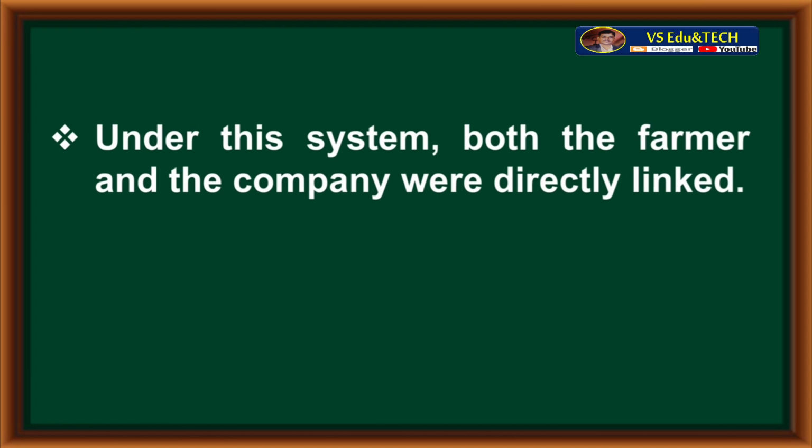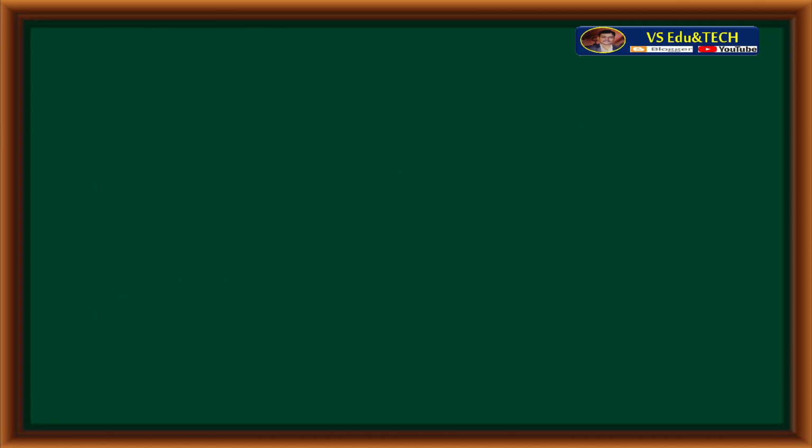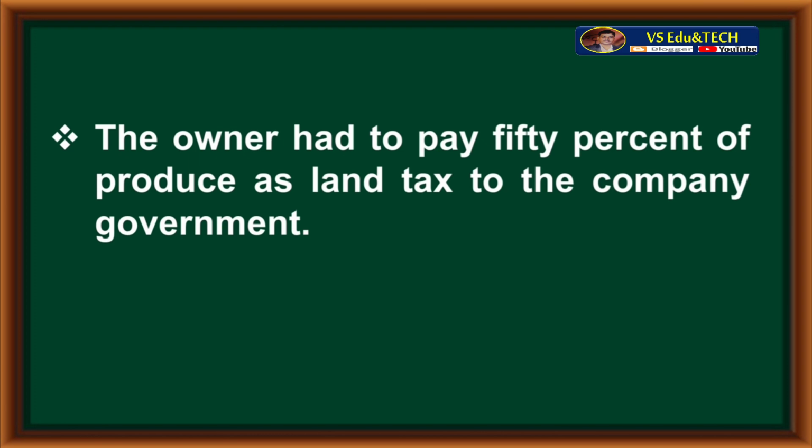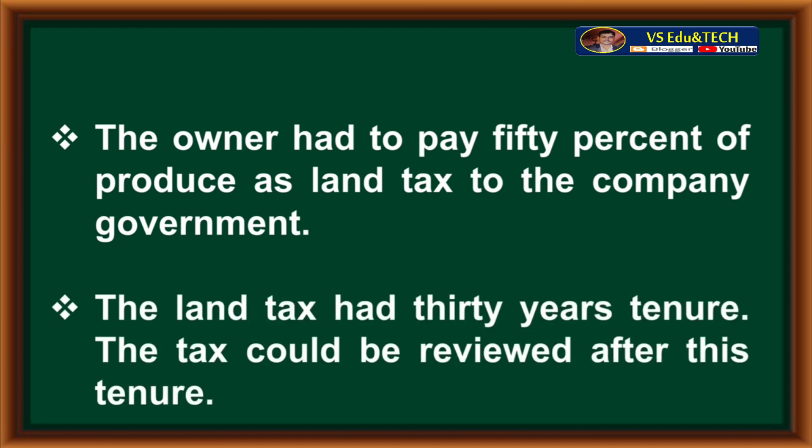Under this system, both the farmer and the company were directly linked. The tiller of the land was recognized as the owner of the land. The owner had to pay 50% of produce as land tax to the company government. The land tax had a 30 years tenure. The tax could be reviewed after this tenure.